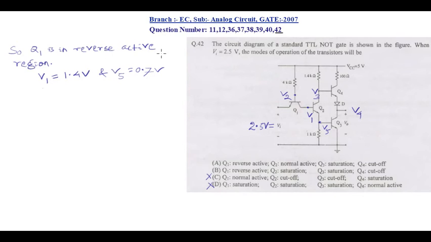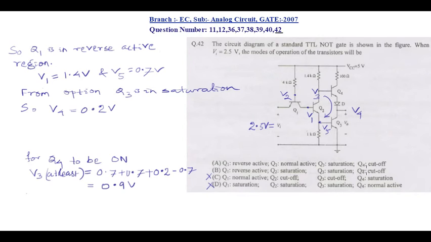Now Q1 is in reverse active region and V1 is 1.4 volt and V5 is 0.7 volt. So Q2 and Q3 both are on, and Q4 is in cutoff. From the option, if you see, Q3 is in saturation region, so V4 will become, that is Vc sat for Q3 is equal to 0.2 volt, so V4 will become 0.2 volt. And Q4 is in cutoff region.